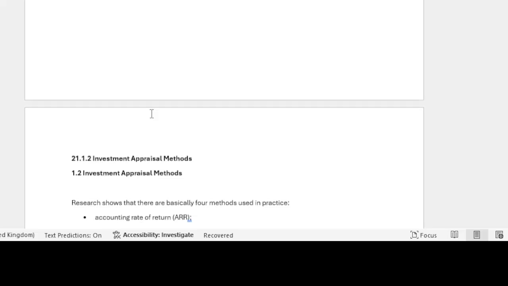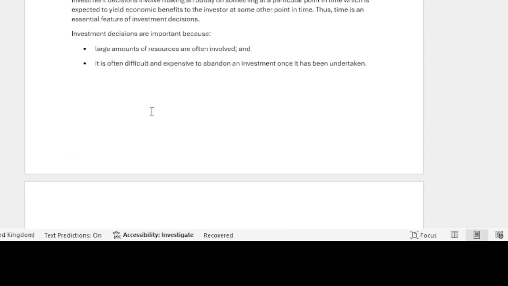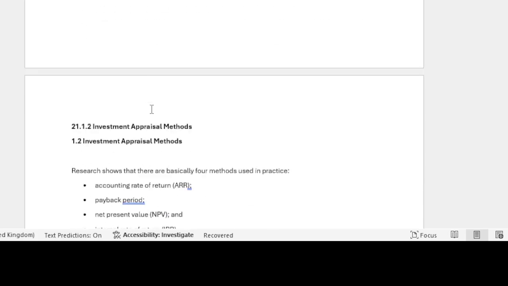So that's what we've talked about. It helps you to know the large amounts of resources that are often involved in the investment. It helps you to identify that it is difficult and expensive to abandon an investment once it has been undertaken.